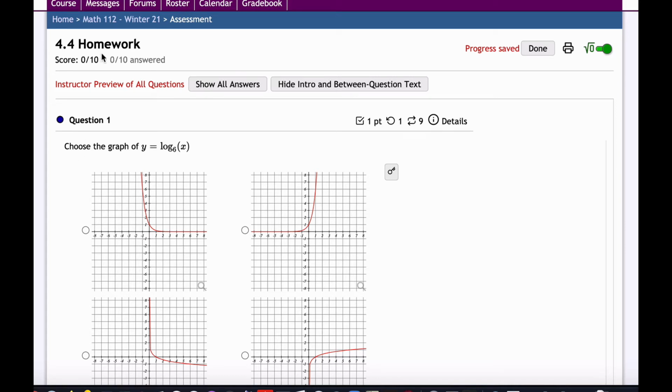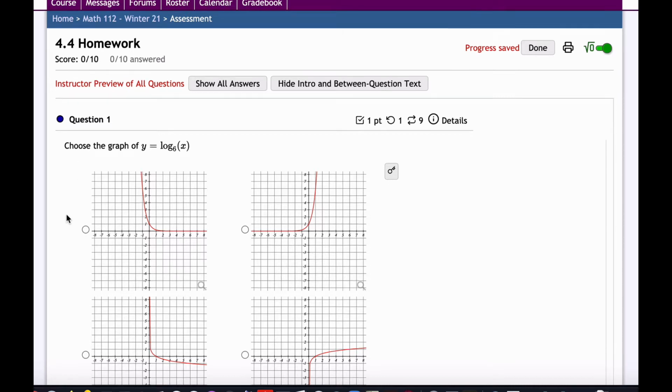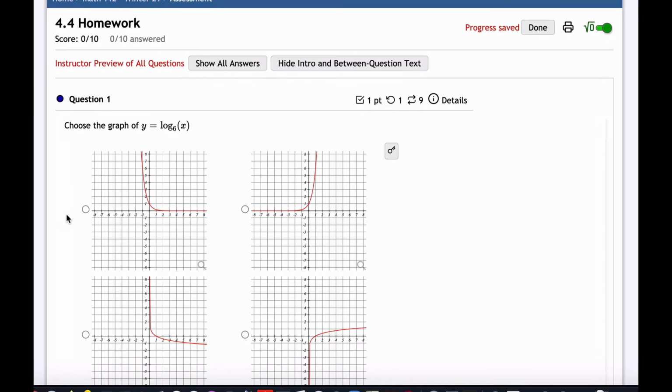All right, here's the 4.4 homework, dealing with logarithm graphs. Pretty short homework assignment, 10 problems, meaning that 9 are required and 1 is extra credit. And I think several of them will go pretty quickly for you.